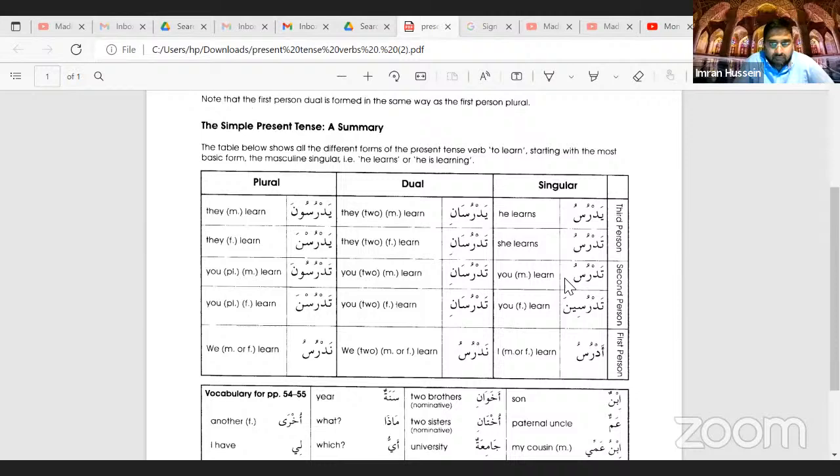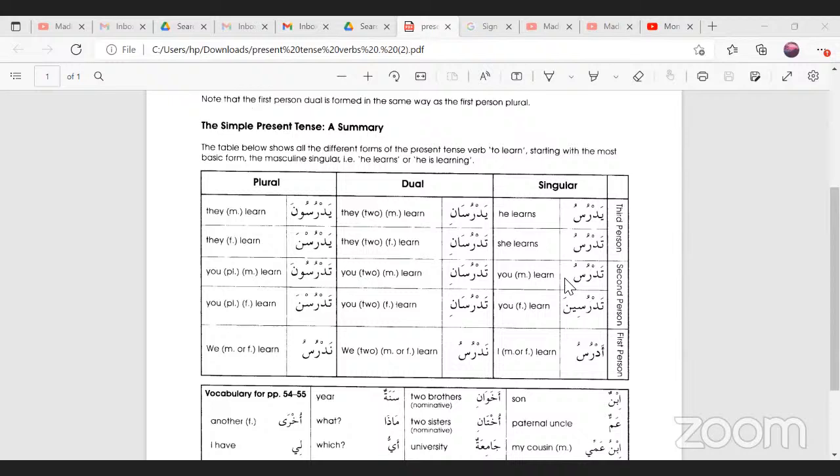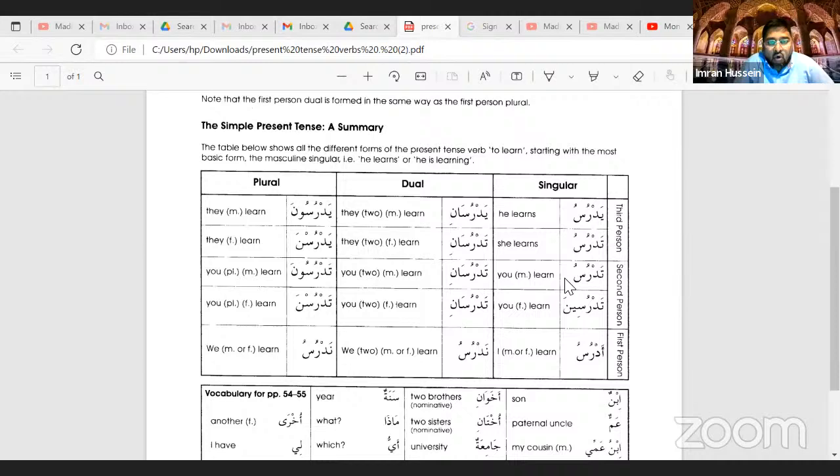Okay. All right, this is enough. I'm not going to do anything more. I just want everyone, please do the homework. Go through this. If you haven't written this out before, write the present tense verb out. Yadrusu, yadrusani, yadrusuna. Or yaktubu, yaktubana. And write the translation. And send me a voice recording as well. And then inshallah, I'll test you again next week. Once everyone has passed, then I will move on to the next thing. It's a lot to remember.